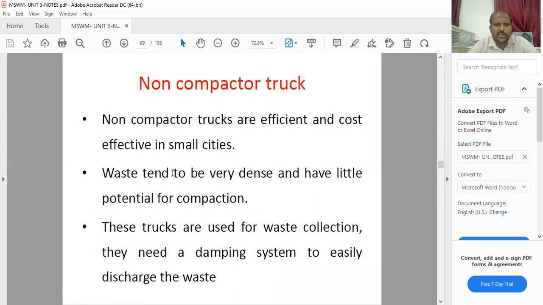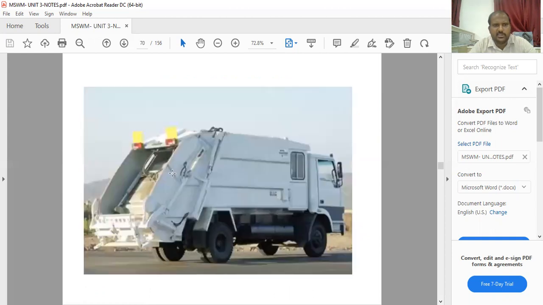Next one is non-compactor vehicle. Non-compactor vehicle trucks are efficient and cost-effective in small cities, where the waste tends to be very dense and has little potential for compaction. These trucks are used for waste collection. They need a dumping system to easily discharge the waste. These are some examples of the truck.